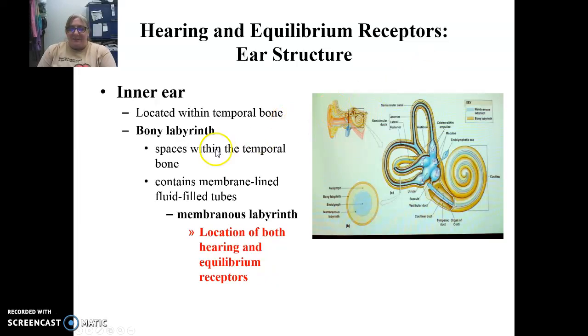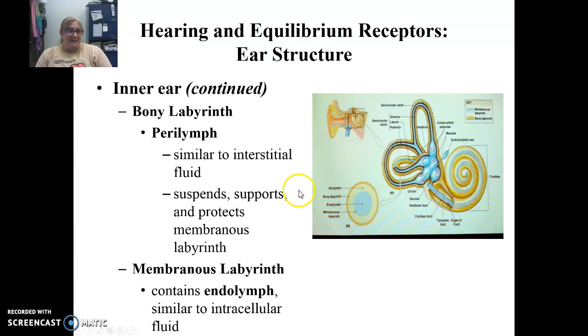The inner ear is where we tend to focus most of our time in this class, because it's where we have the receptors for both hearing and equilibrium. So the inner ear is found within the temporal bone, and you learned about the temporal bone last semester in chapter 7 and 8. It has a bony labyrinth, which is the bone itself, and then the spaces in the bone are filled with a tissue called the membranous labyrinth. And between the bony labyrinth and membranous labyrinth, we have fluid. So inside the membranous labyrinth, we have endolymph. Outside of the membranous labyrinth, we have perilymph.